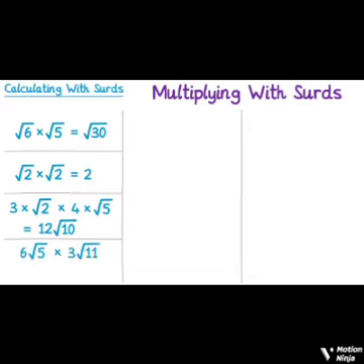Let's try another one. So this one we would start by multiplying the 6 and the 3, which gives you 18, and then multiply the surds. Square root 5 times square root 11 is square root 55.